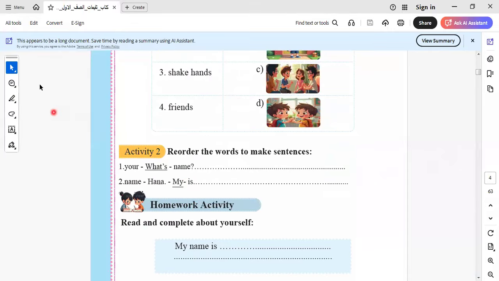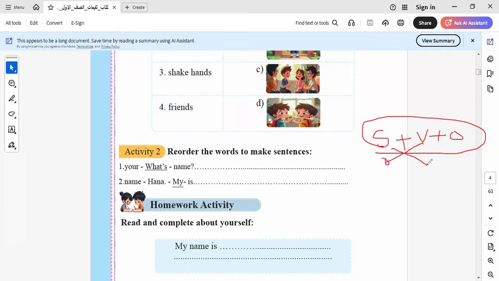So here we have the question of rearrange. As we know, we do this question by saying subject plus verb plus object. I think all of us learned with me the rule of how to answer this question. When we make a question, I put the verb before the subject, as we know before. So here it will be: what's your name? This is the expression that asks about your name. It says, what's your name? So here the answer is: what's your name?